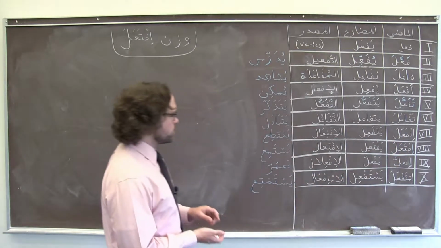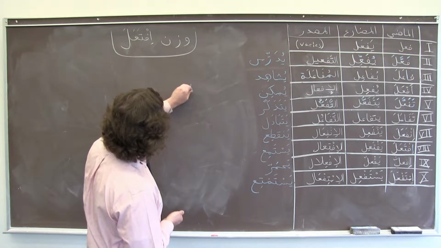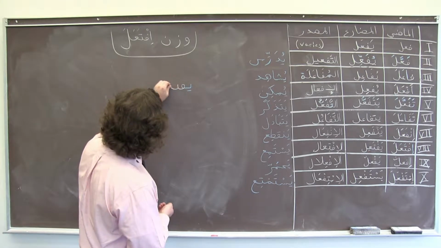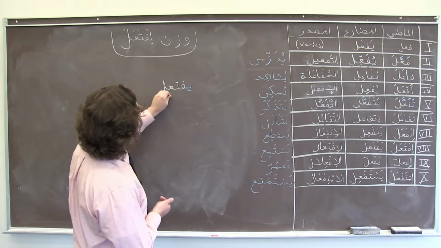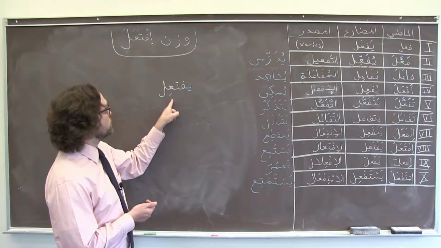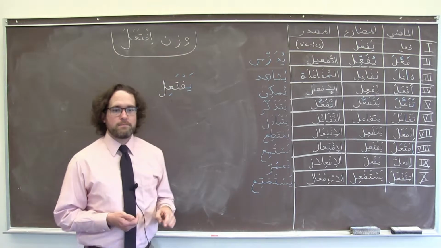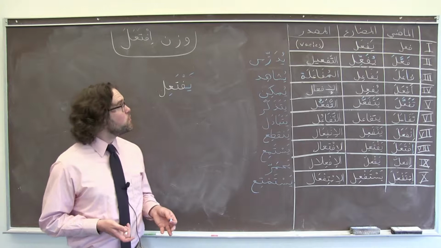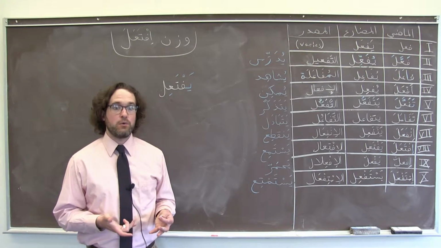and it disappears, but we do keep the ta in the middle. So we wind up with yafta'il. And notice that we have a kasra on our second root letter here. Yafta'il. In terms of meaning, form 8 is kind of the grab bag of the awzan.